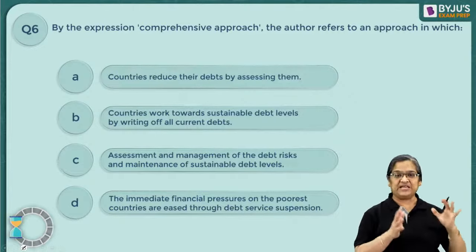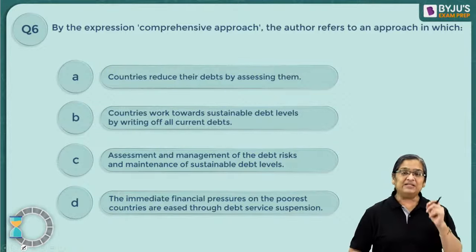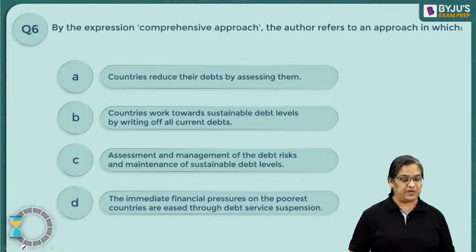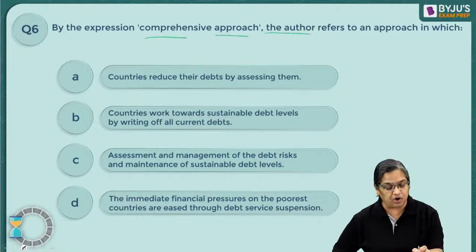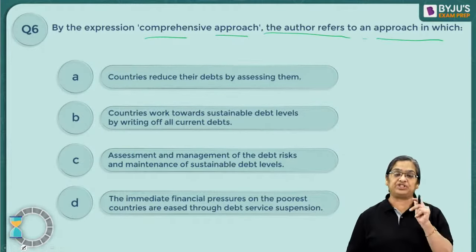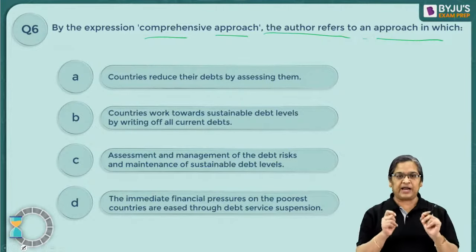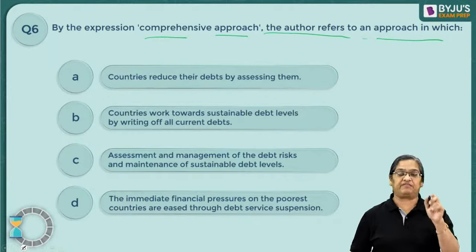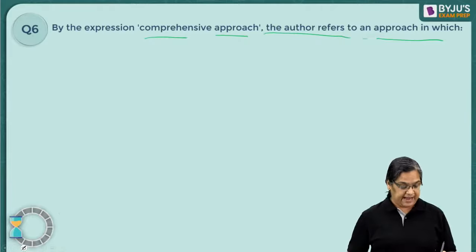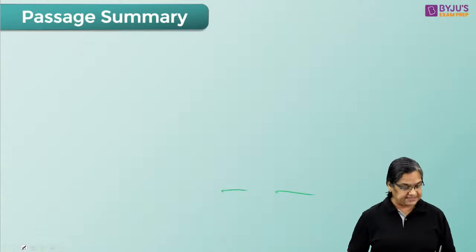Generally, when the passage talks of big words like debt restructuring, debt cancelling and all, the questions are direct, as is the first question. By the expression comprehensive approach, the author refers to an approach in which... Whenever you get a phrase from a passage, do not rely on your imperfect memory. Go back to the passage where the phrase has been used and answer the question accordingly. Let's go back to the passage where the phrase has been used.